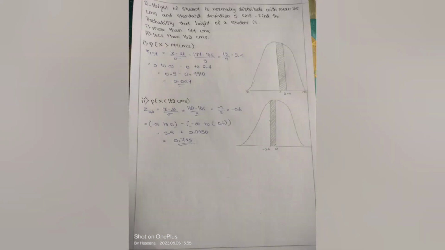Now we will move towards solving our last and second bit of the question. It is less than 162 centimeters. So to solve it, we will use the same formula. We will subtract 165 from 162, which is minus 3, and divide by 5, which will give a solution of minus 0.6. So it will fall on the left side of the chart. So we will solve it as minus infinity to 0 minus minus infinity to minus 0.6. The 0.5 minus 0.2257 will give us a solution of 0.2743, and by using this we can solve the normal distribution problems.